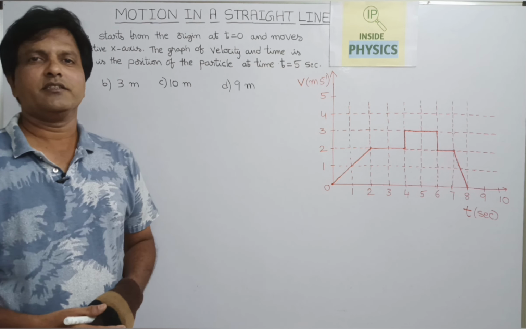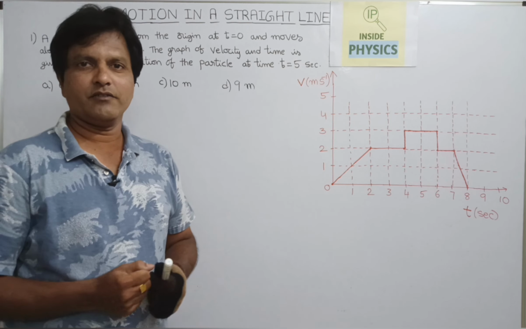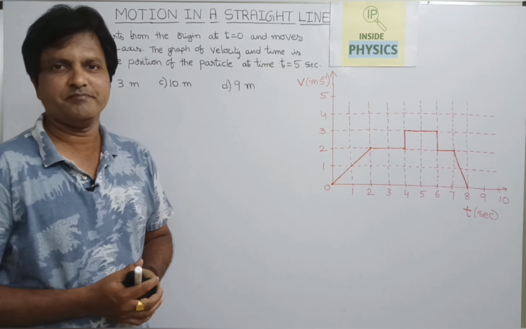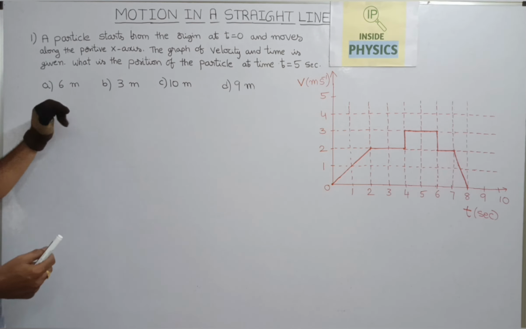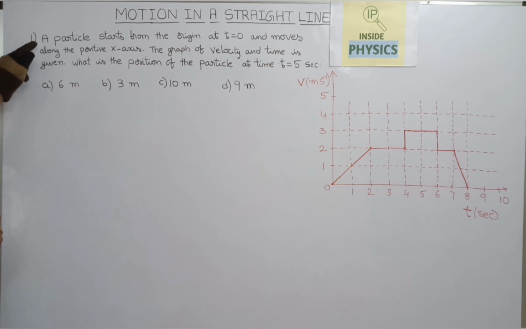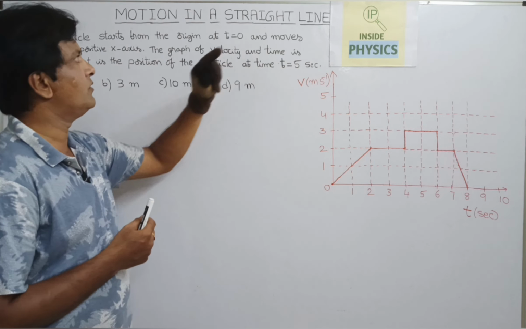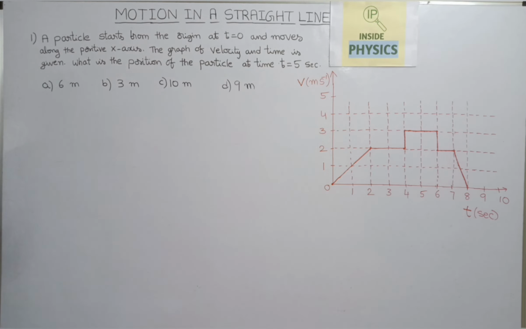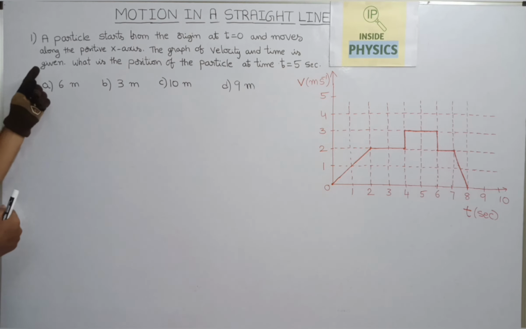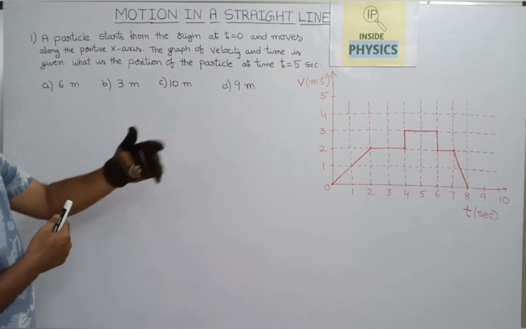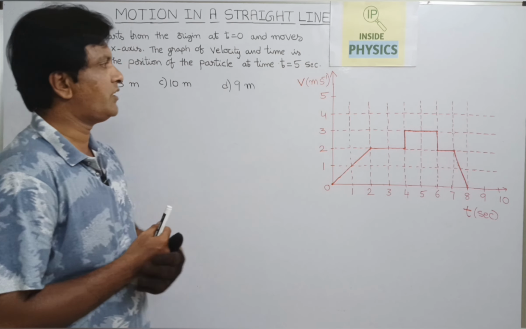Today we will see some problems in motion in a straight line targeting our JEE Mains exam. So here is the first one. Based on the graphical model, here is a problem for you. A particle starts from the origin at t equal to 0 and moves along the positive x-axis. The velocity-time graph is given in the picture. What is the position of the particle at time t equal to 5 seconds?